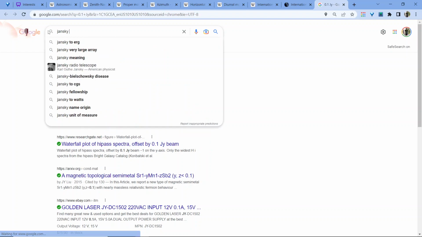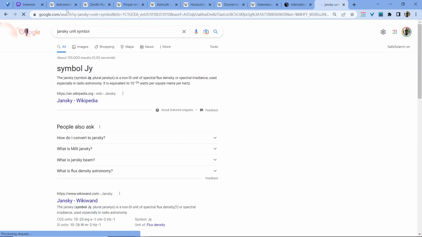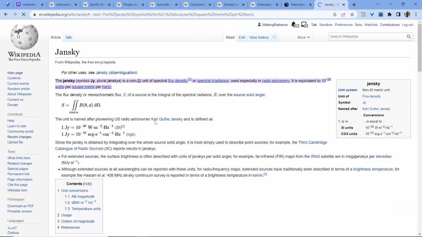I think this is a Jansky unit symbol, maybe. Yeah, okay. The Jansky is a non-SI unit of spectral flux density or spectral radiance used especially in radio astronomy. It is equivalent to 10 to the minus 26 watts per square meter per hertz. Okay.